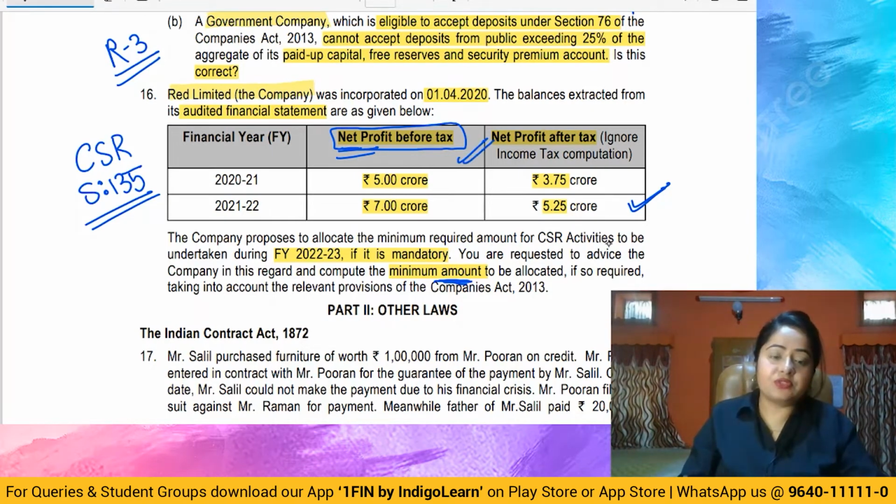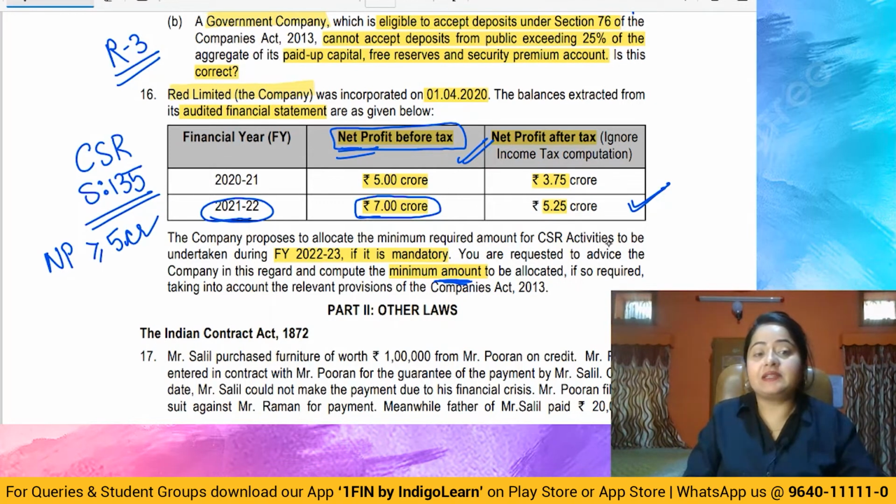Okay, so we will have to check the preceding financial year's net profit, which is year 21-22. The net profit is 7 crore rupees. According to section 135, this net profit should be more than or equal to 5 crore rupees in the preceding financial year. Then the company will have to constitute a CSR committee. They will have to comply with CSR requirements. So here the 7 crore is obviously more than 5 crores. So this company has to do CSR, right?